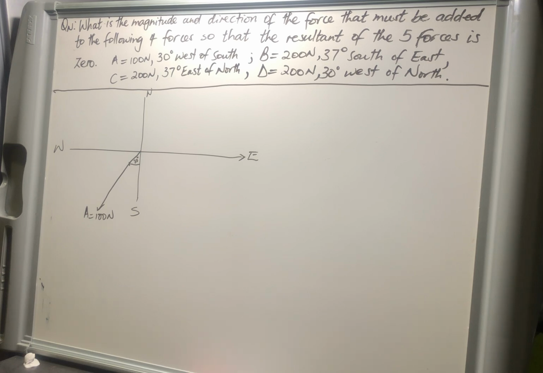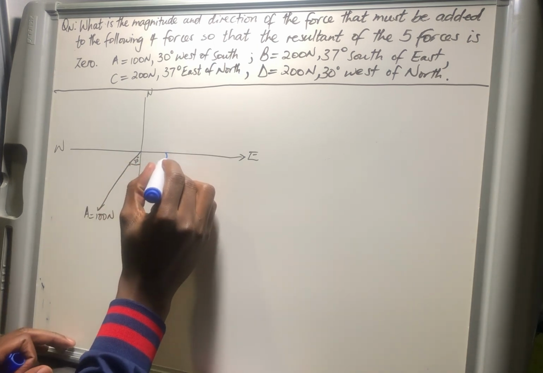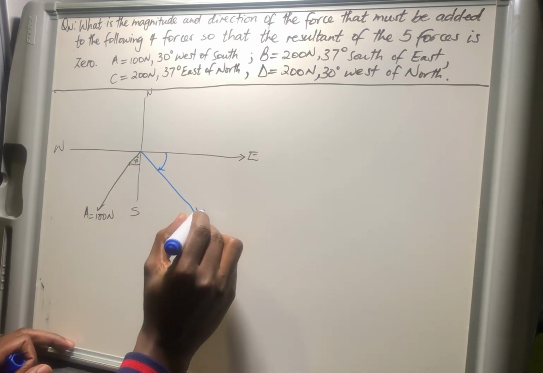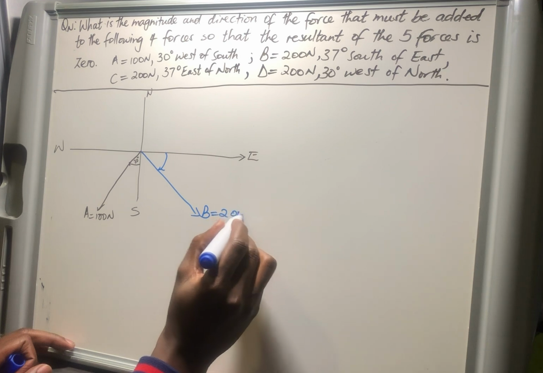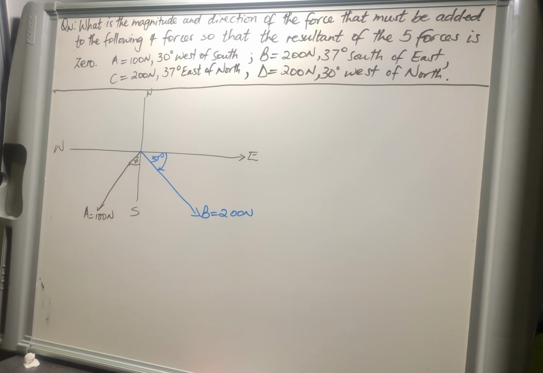Then we go to vector B. They are saying it's 200 newtons, 37 degrees south of east, which means you are at east, then you move to the south. So this is our east, and you move towards south, somewhere here. You assume that's where your 37 degrees is, and this will give you your B, 200 newtons, with the angle 37 degrees, like this.